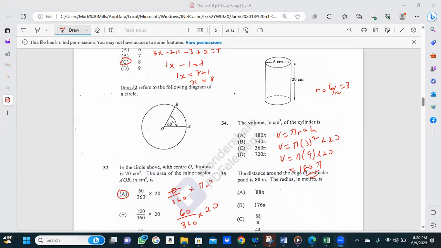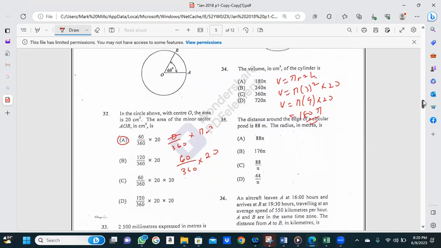So we move on to 35, right? The distance around the edge of the circular pond is 88. Then the radius is, so C is equal to 2 pi r, right? So this would be 88 is equal to 2 pi times the radius, and we want to find the radius.